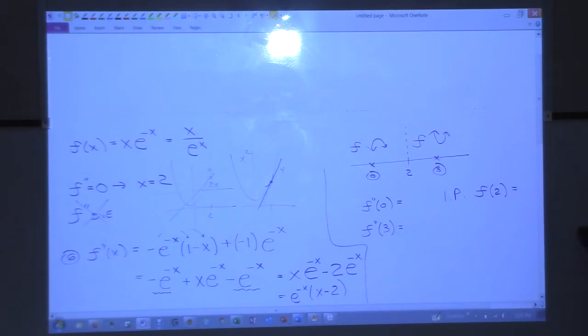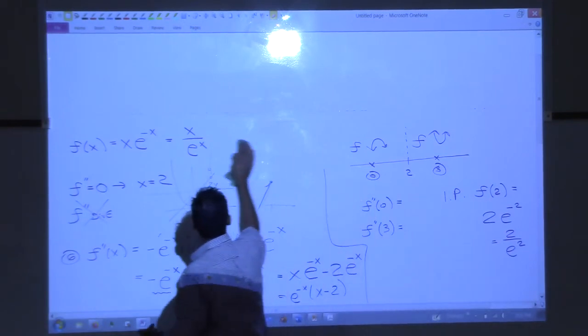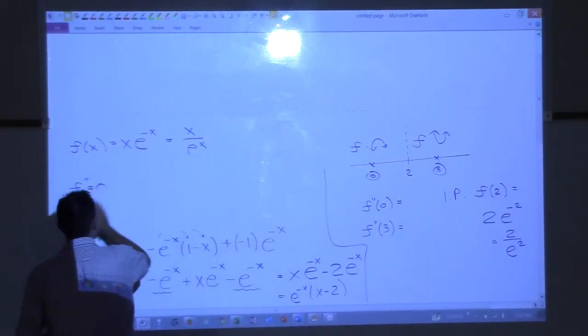So at 2, what do I get in the original function? 2e to the negative 2, right? Which is the same as 2 over e squared. That's like an x and a y coordinate. It's a point on our graph, isn't it? The reason I'm getting the point is because I'm about to plot it in a little while, so I may as well get the value of it now. All right, I think we are through. We're ready for the Bobby method, right?